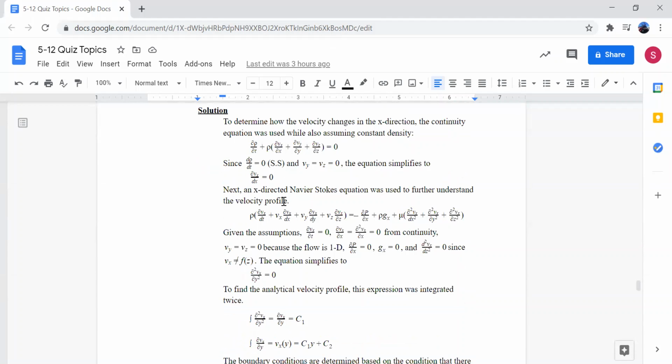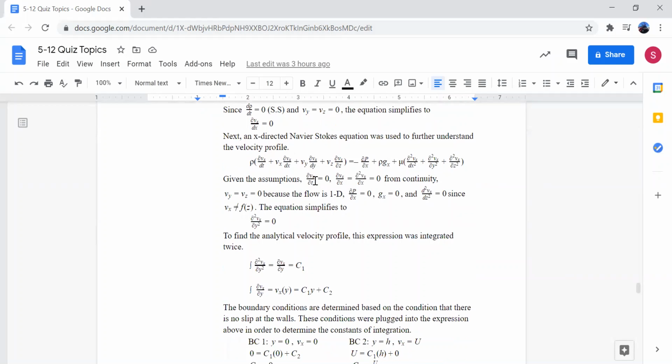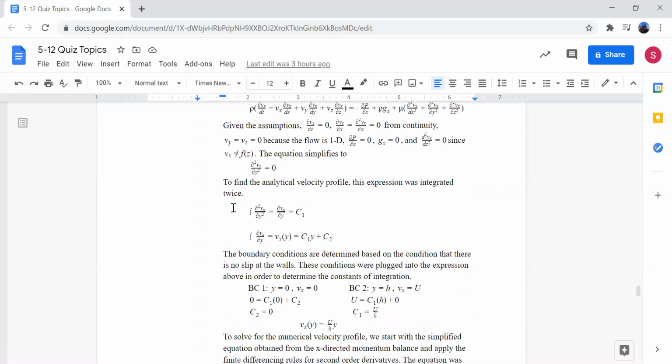And then if we do an x-directed Navier-Stokes equation in the direction of the fluid flow, we have it written out here. We know from our assumptions that continuity tells us this is 0, and the second derivatives are 0. Steady state, this is one-dimensional flow. Gravity acts vertically downwards and is not a function of z, and so we get d2Vx/dy2 is equal to 0.